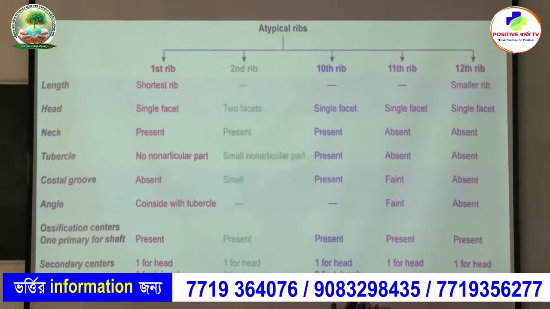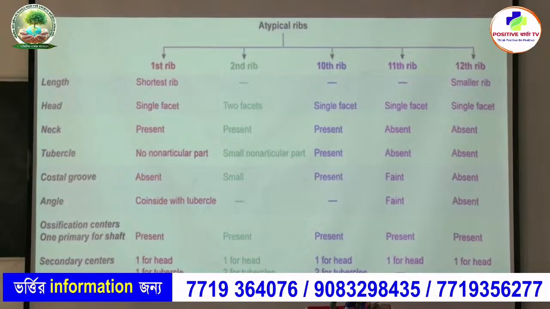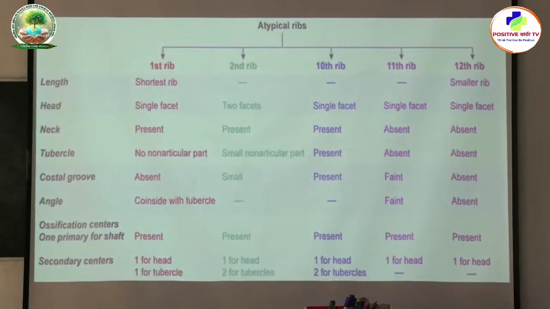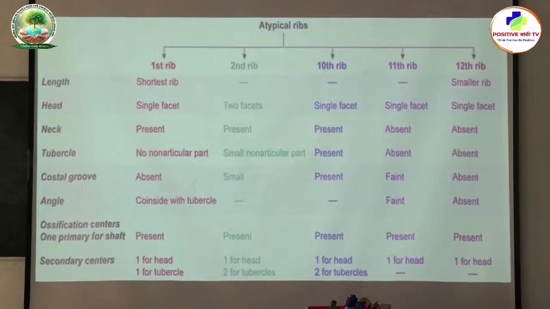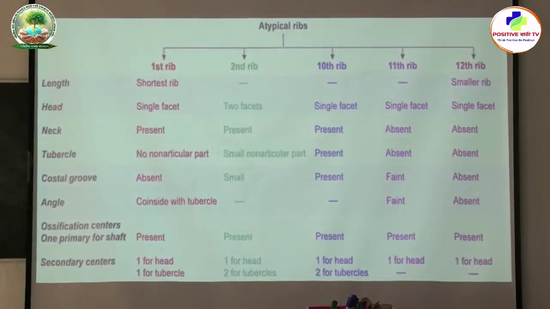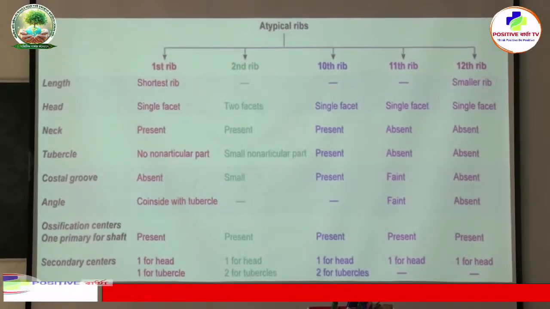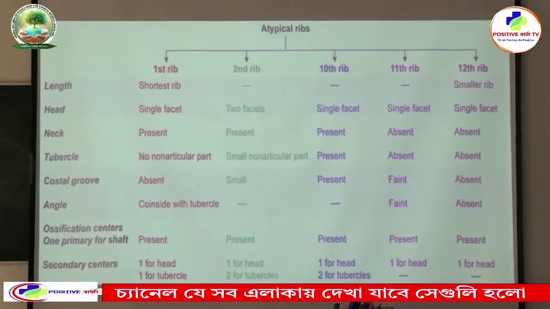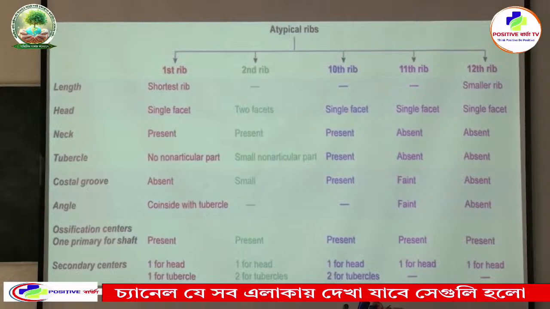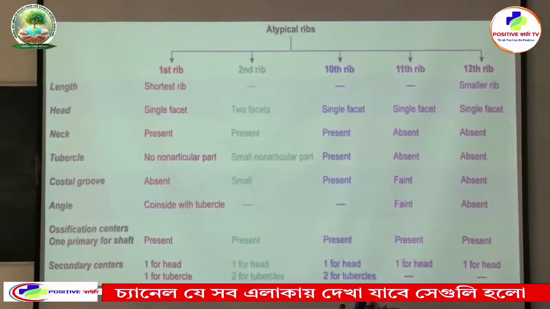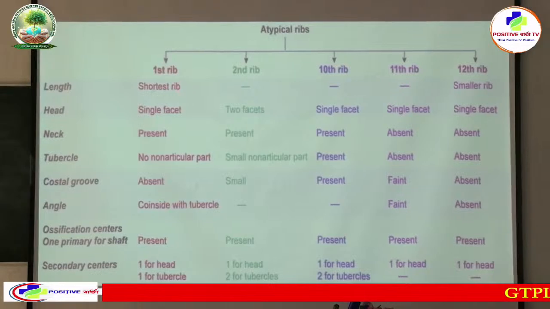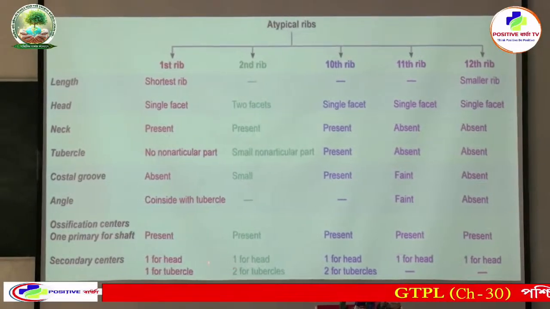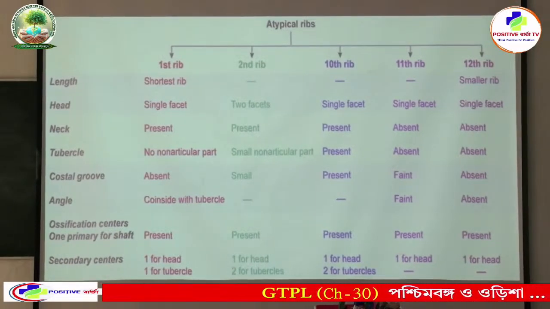Now we go to the atypical ribs. What are the differences among them? First rib, second rib, 10th, 11th and 12th ribs are the atypical ribs. First rib is the shortest rib. Its head contains a single facet. Neck is present. Tubercle has no non-articular part, only a small articular part is present. Costal groove is absent. Angle coincides with the tubercle. And ossification centers: one primary center for the shaft is present here in first rib, and secondary centers, one for the head, one for the tubercle.